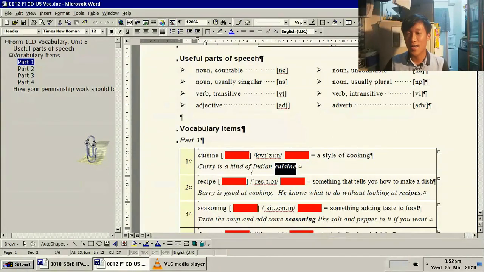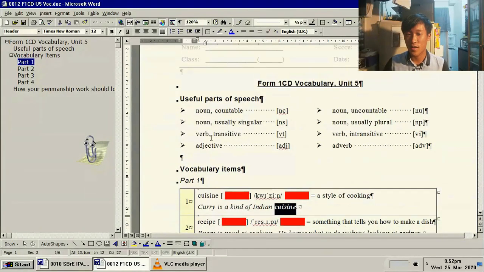So curry is a kind of Indian something. If you know Indian is a country name, and look at the meaning as well, it's a style of cooking. Talking about the style of cooking in this country, an example will be curry. So what kind of word should this be? Is it a verb? Is it talking about what is going on? No, it's not an action, so it's not a verb. It's actually a kind of noun, not an adjective, not an adverb.